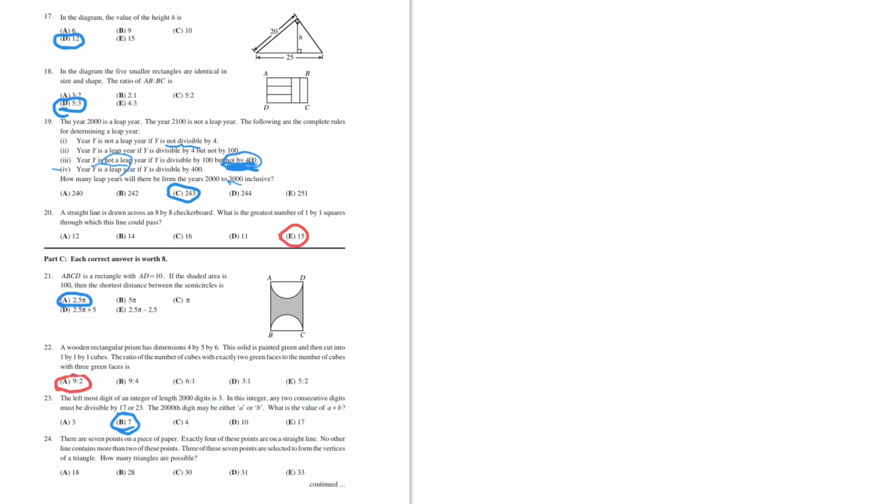Number 24. There are 7 points on a piece of paper. Exactly 4 of these points are on a straight line. No other line contains more than 2 of these points. 3 of these 7 points are selected to form the vertices of a triangle. How many triangles are possible?